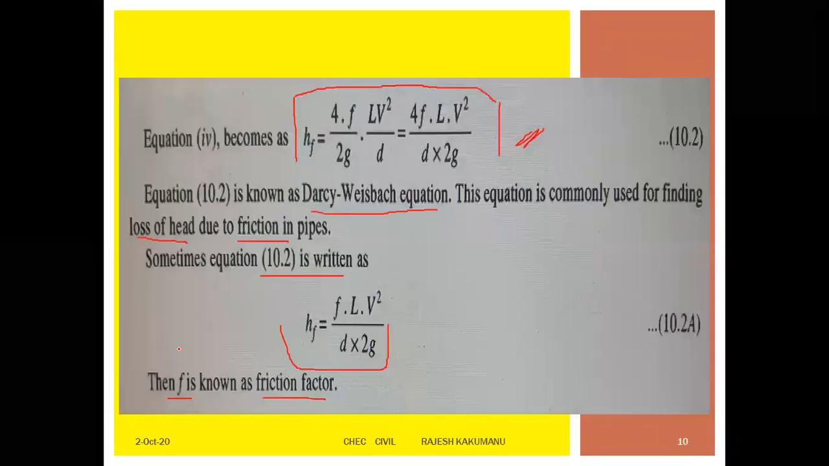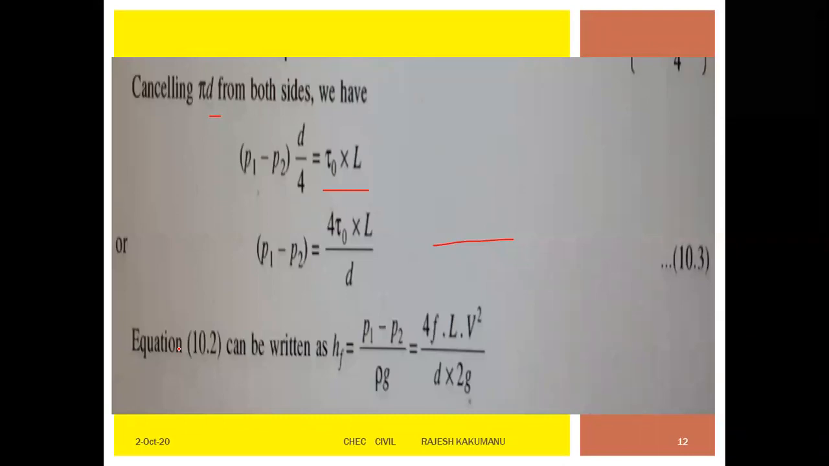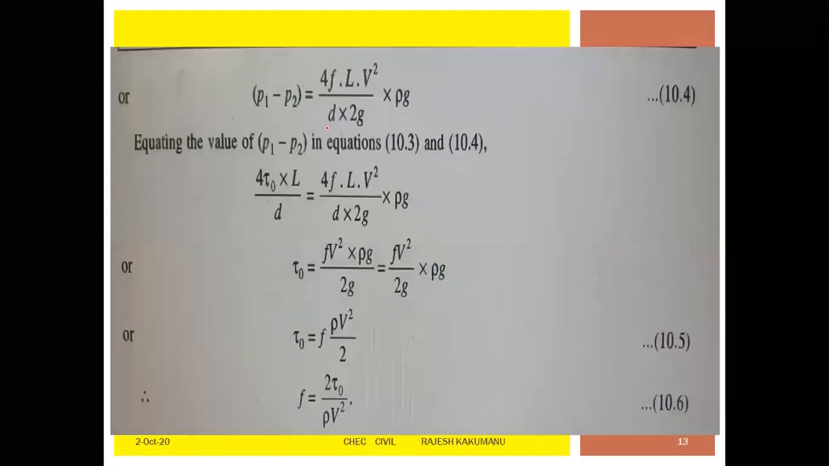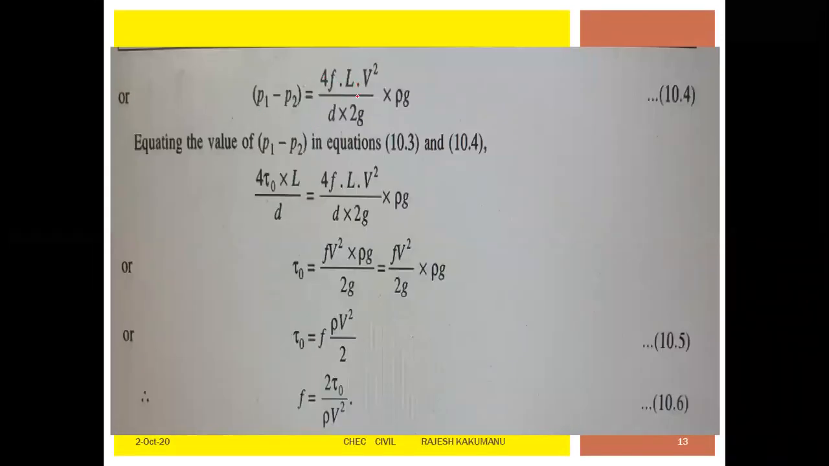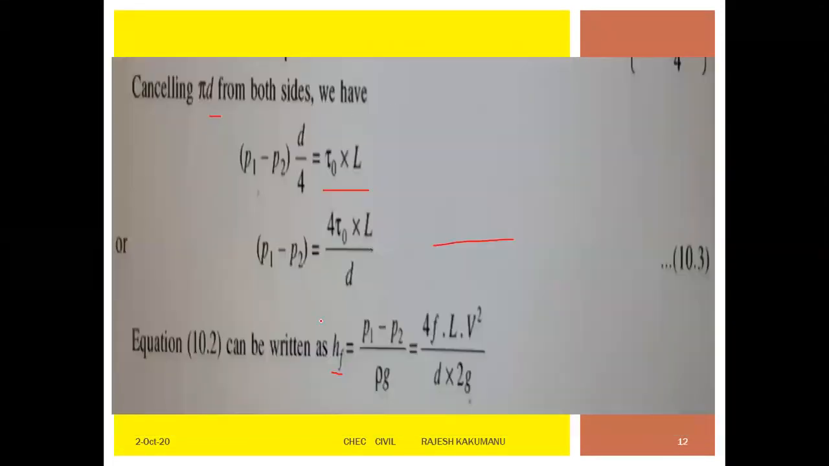equation 10.2, we got this, the Weisbach equation. How can this be written with respect to shear stress? hf is equals to P1 minus P2 by rho g. Therefore, what is P1 minus P2? Write this one: 4 into f L V square divided by D into 2G, right? Then how this can be modified? P1 minus P2 is equals to 4 into f into L into V square by 2 into 2G into rho into G. So rho into G equal to this one. Okay.